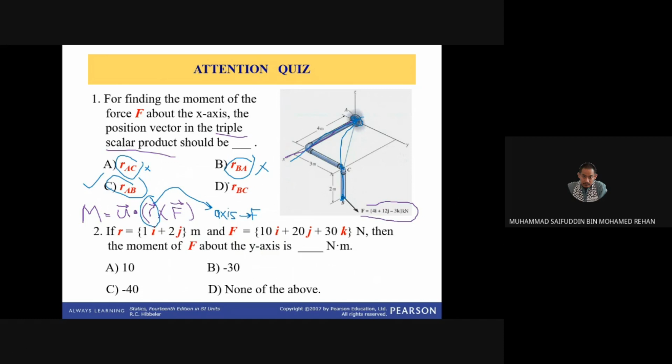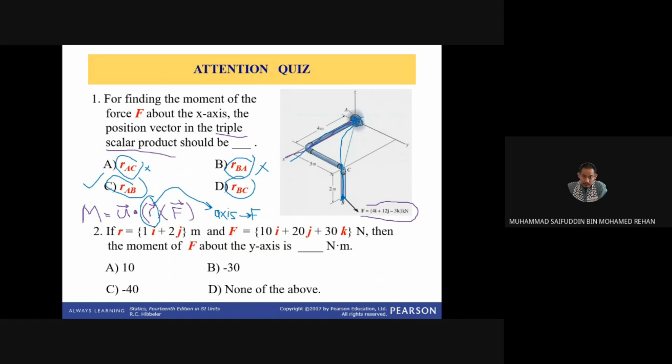Right. So this one is also wrong because it is from the force to something here. So that's the first question. The answer will be RAB. This is if the question asks exactly what the question asks, which is moment of force F about x-axis. So if the question is about y-axis or about a different axis, then you have to check similarly, right?